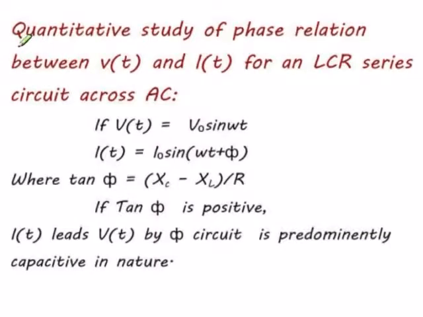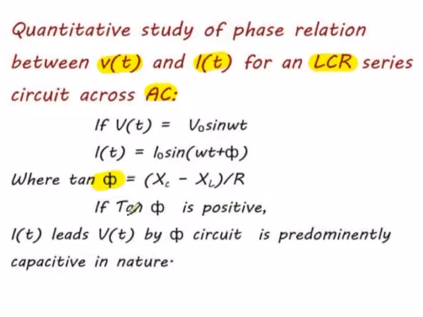The following equations give a quantitative study of the phase relation between V at t and I at t for an LCR series circuit across AC. If V at t equals V naught sin omega t and I at t equals I naught sin of omega t plus phi, where tan phi equals (XC minus XL) by R.